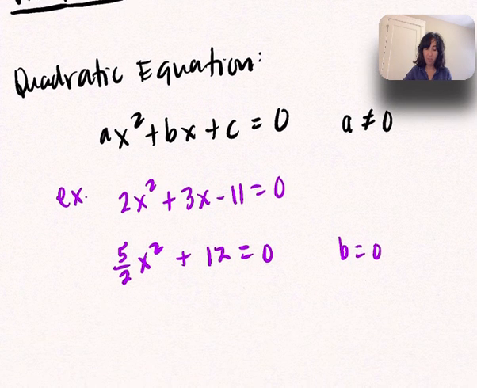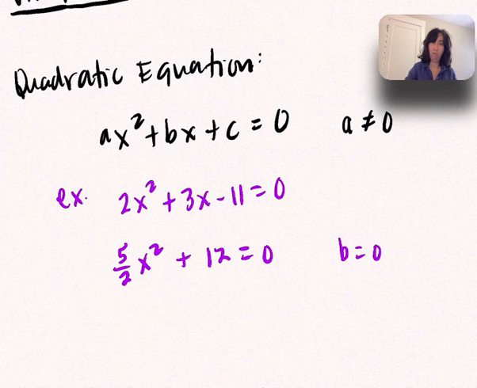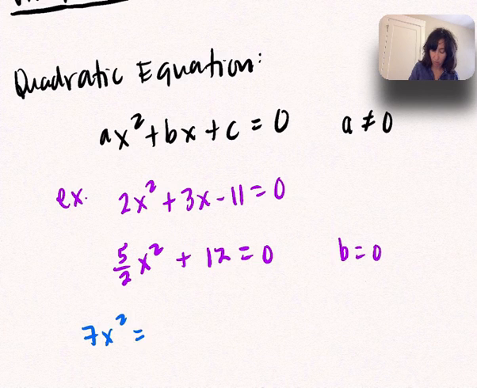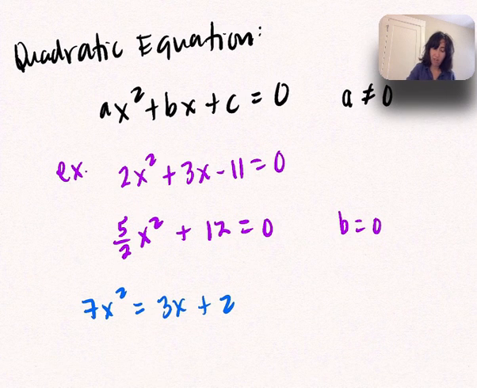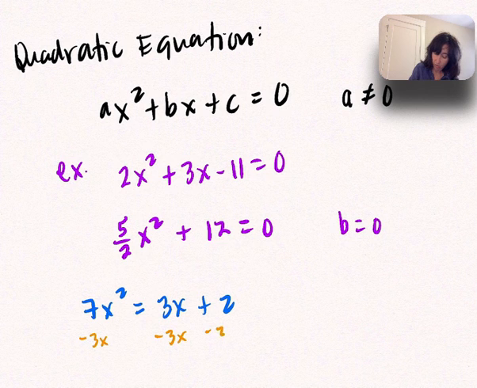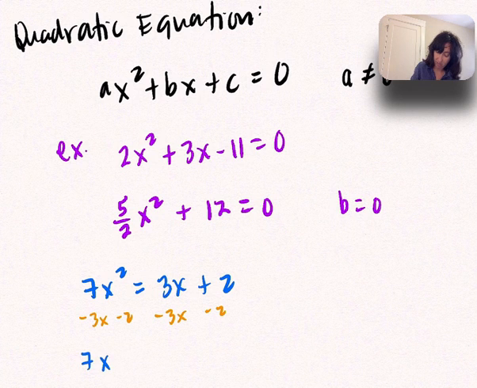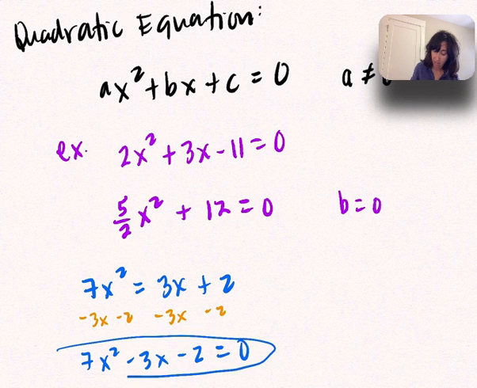Now, sometimes you'll see an equation that doesn't look exactly like this form I've shown you, but it actually is a quadratic equation as well. For example, if I have something like 7x squared equals 3x plus 2, this is actually a quadratic equation, because if we subtract 3x and 2 from both sides, we can put it in this form: 7x squared minus 3x minus 2 equals 0. So it's actually in the quadratic equation form.